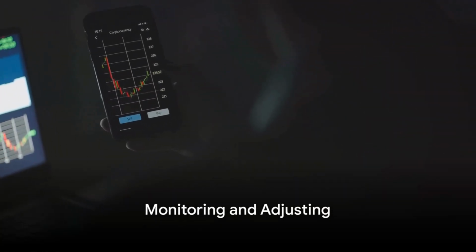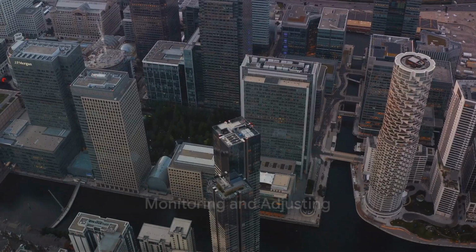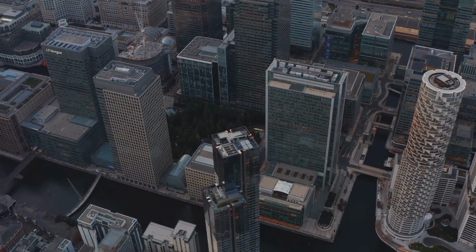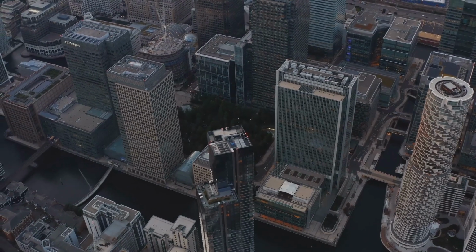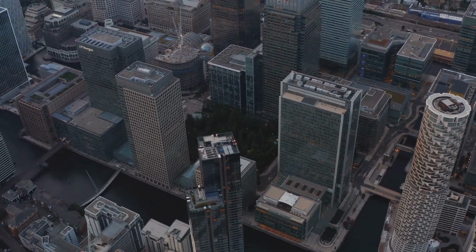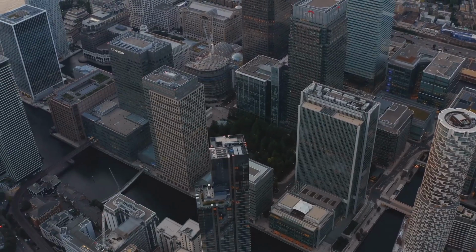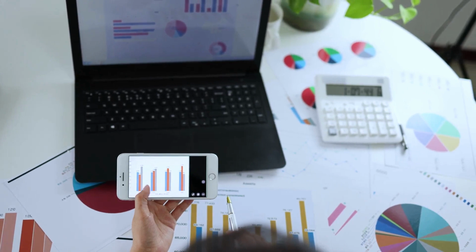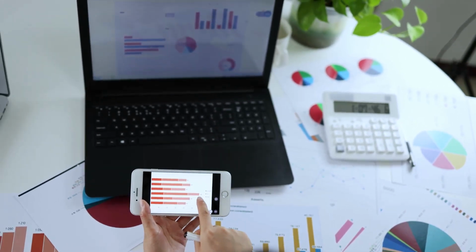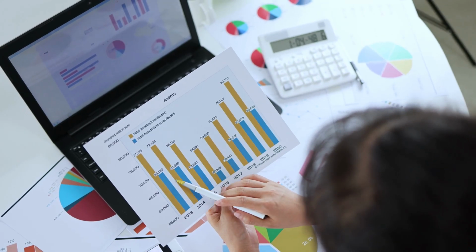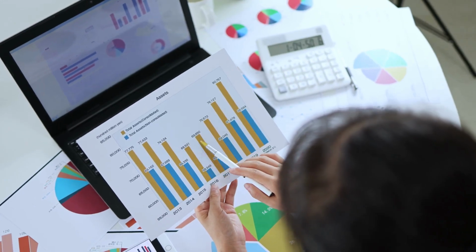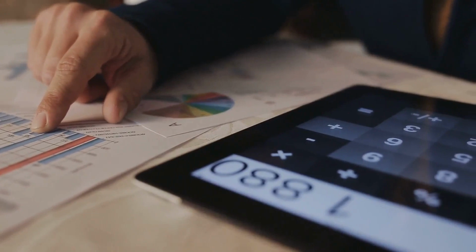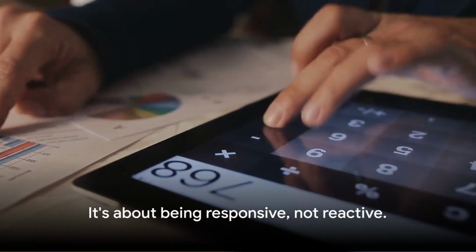Investing doesn't end once you've built your portfolio. In fact, the journey is just beginning. The financial market is a dynamic entity, constantly shifting and evolving. It's crucial to keep a finger on its pulse, regularly monitoring your investments. Are they performing as expected? Are they aligning with your financial goals? If not, adjustments may be needed. This isn't about chasing every market trend, but rather about ensuring your investments remain balanced and in line with your goals and risk tolerance. It's about being responsive, not reactive.